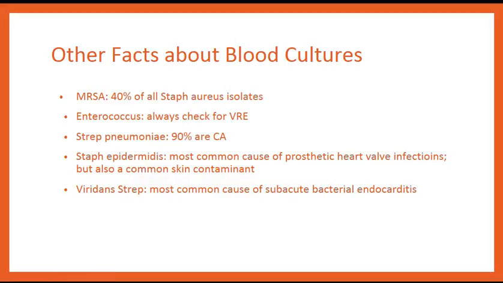Okay, other facts: 40% of all Staph aureus isolates are MRSA. When you have Enterococcus, you always check for VRE. With Staph aureus, you always check for methicillin and vancomycin resistance, and for Enterococcus, you always check for vancomycin resistance. Strep pneumo, 90% are community acquired, meaning the patient comes in with that. Staph epidermidis is the most common cause of prosthetic heart valve infections, but it's also a skin contaminant. Viridans is the most common cause of subacute endocarditis.